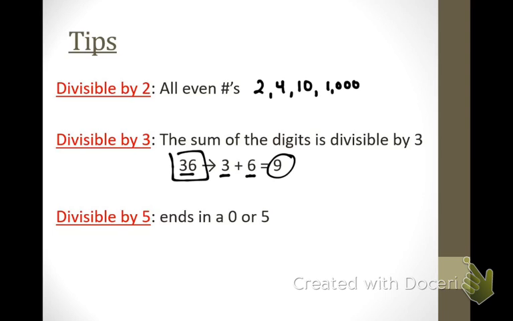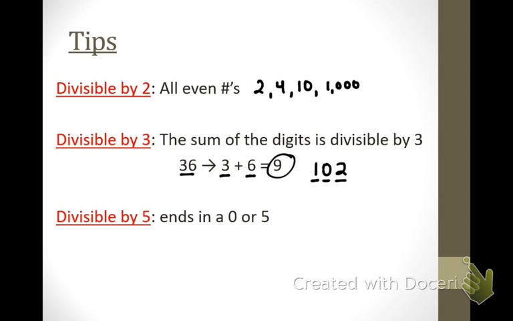Let's get another one that we could think of. How about we go with 102. Let's add those together. What's 1 plus 0? 1. Plus 2? 3. Can a 3 evenly fit into a 3? Yes, then you can know 102 is also divisible by 3.